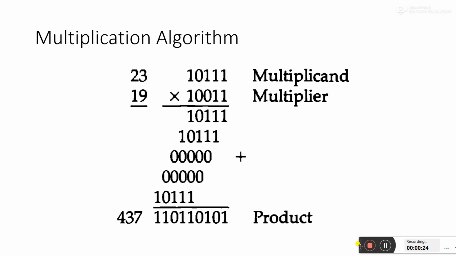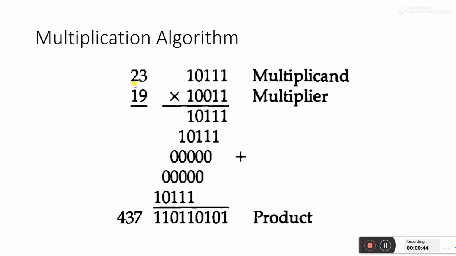So we have already two types of integers. One is unsigned integers and one is signed integers. For signed integers, how the multiplication algorithm works is important for us. Okay, so here is an example of multiplication in terms of binary multiplication.